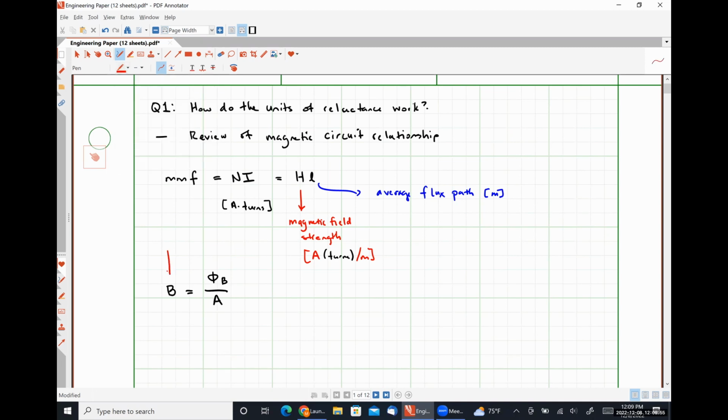So let's write this stuff down. This is flux density, which is measured in Tesla, where a Tesla is a Weber per meter squared. Phi B here is the flux, measured in Webers. And A is for the area, and it is measured in meters squared. Okay.